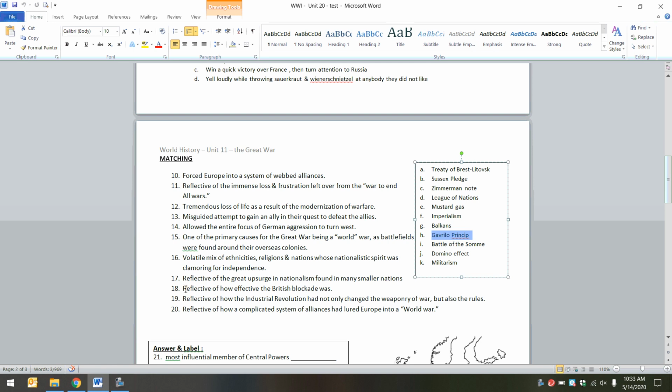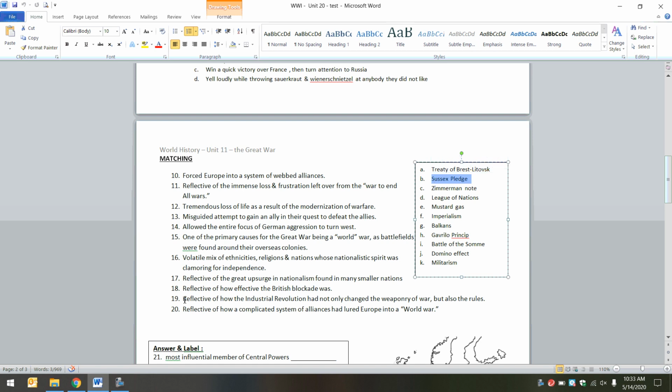Okay, symbolic of how effective the British Navy was in blockading Germany. They had to use submarines, U-boats, and using those U-boats was seen as cheating. They were sneaking up, sinking ships. Remember, they sank the Lusitania, which made many people mad. Well, that shows you how successful the British blockade was, is the Germans finally said, we're not going to follow the pledge anymore. We're going to go back to sinking ships.